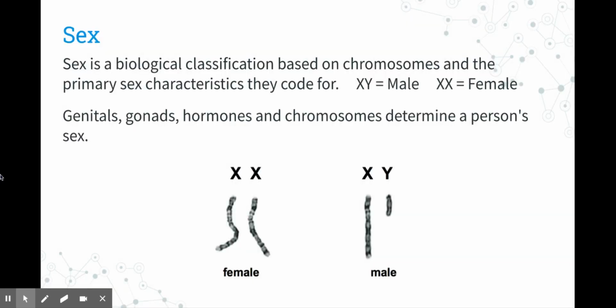First of all, we'll talk a little bit about sex, and sex is a biological classification for an individual based on their chromosomes and the primary sex characteristics that they code for. Primary sex characteristics are characteristics that an individual is born with. Secondary sex characteristics are the things that show up due to hormonal control, usually around puberty. For males, we'll use the chromosome code XY, and for females, XX.